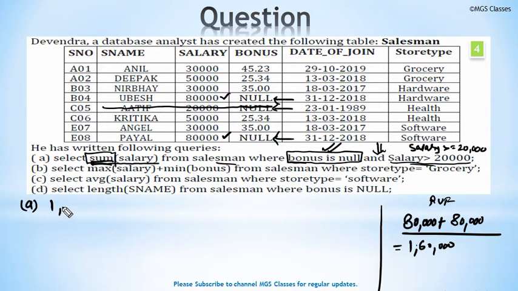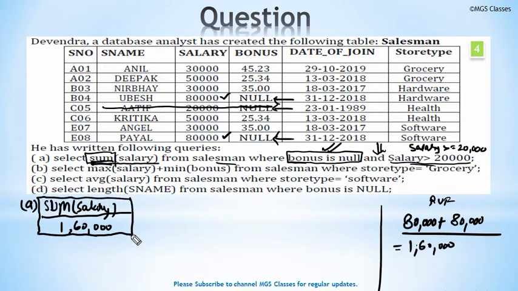So in the query output you will see it like this: SUM. You can draw a table while you write the answer, like this: sum of salary, and then you will write 1,60,000. Like this you can answer it. Okay, this is a 1 mark question, so you can get the 1 mark easily by doing this much work. Now we will look at the second query.